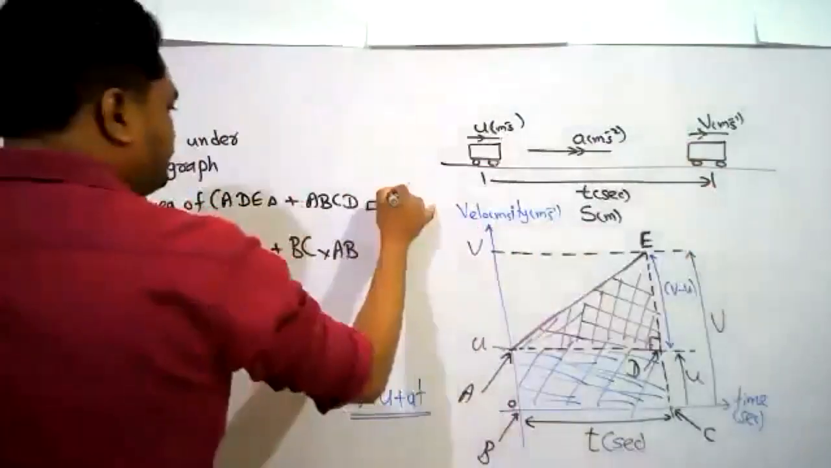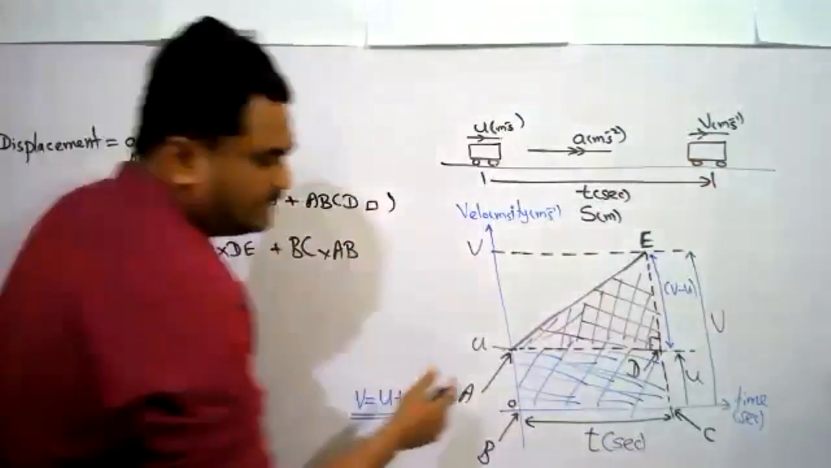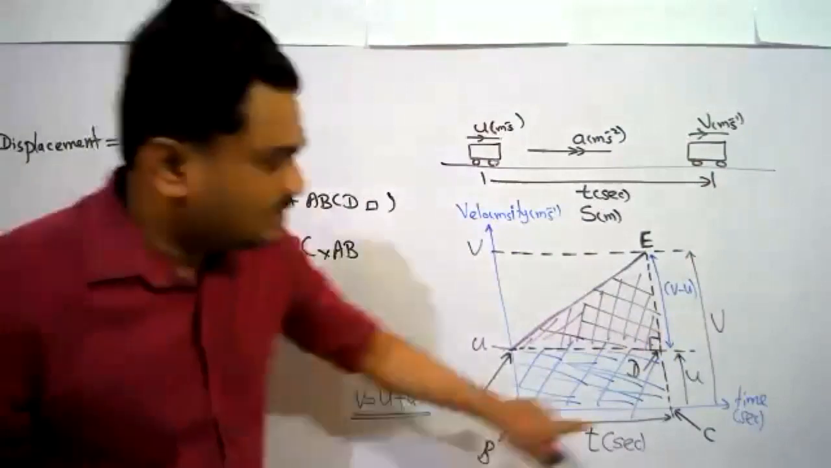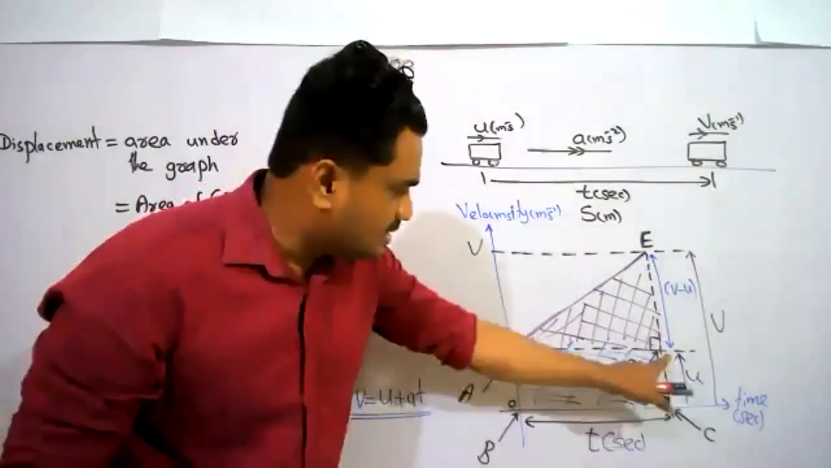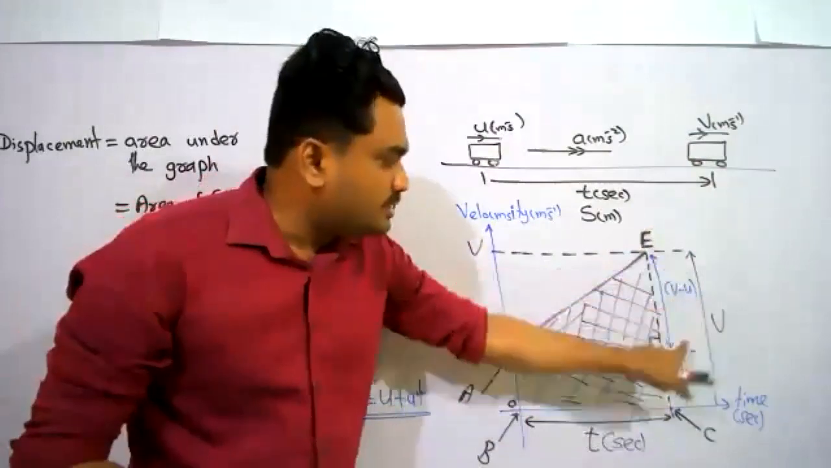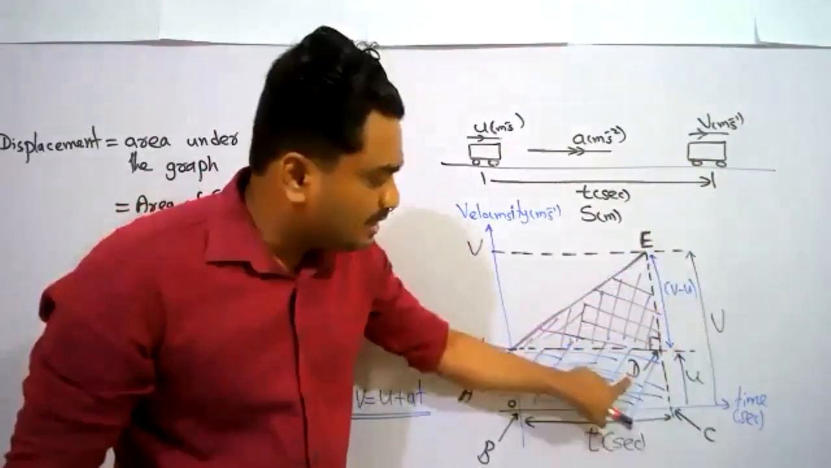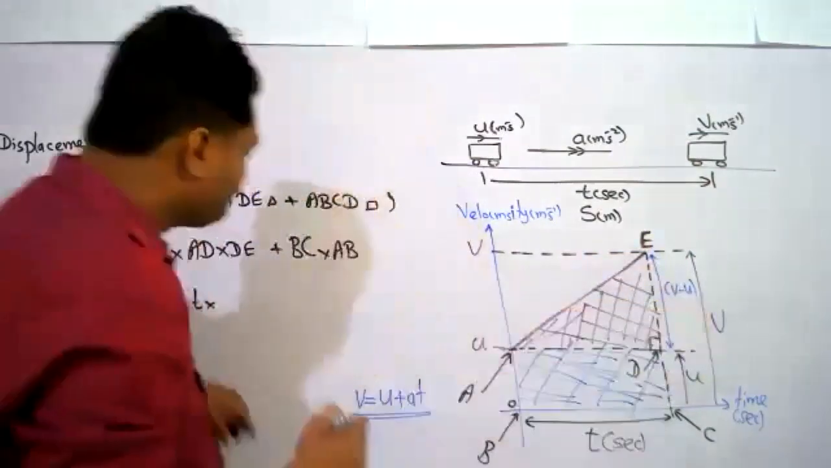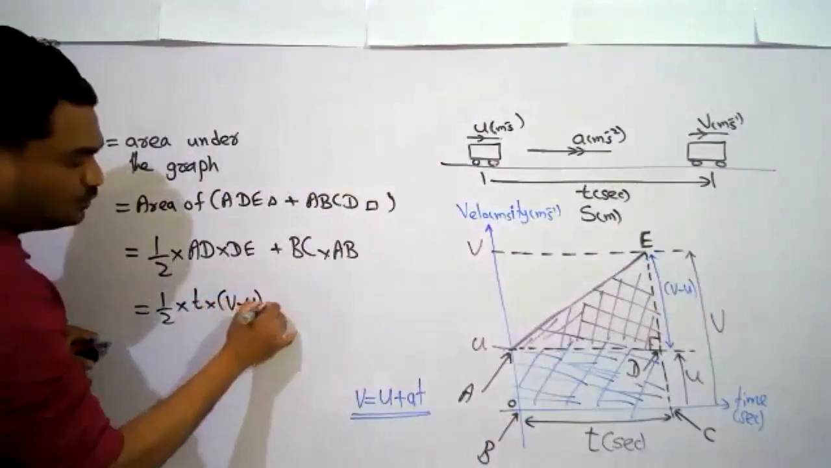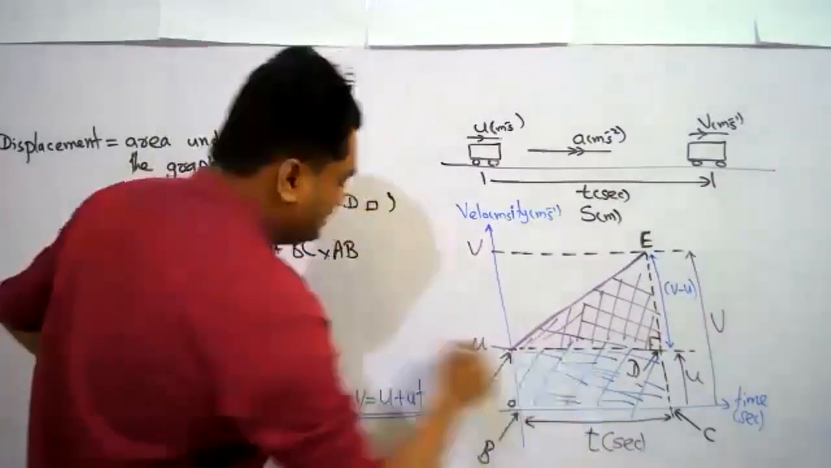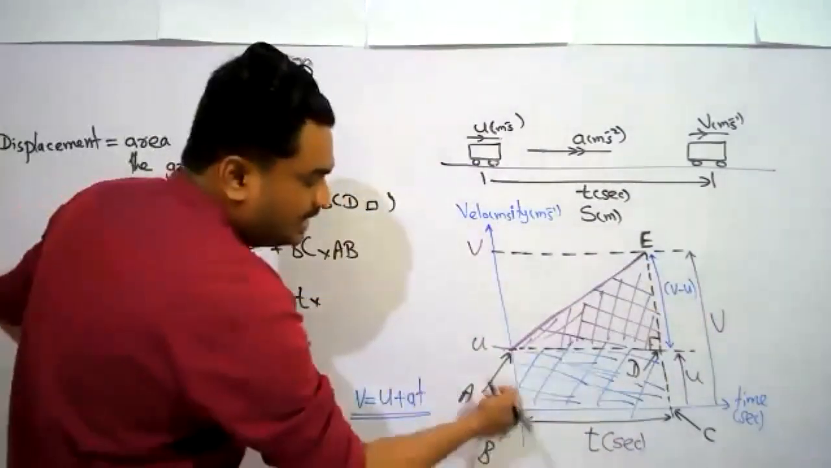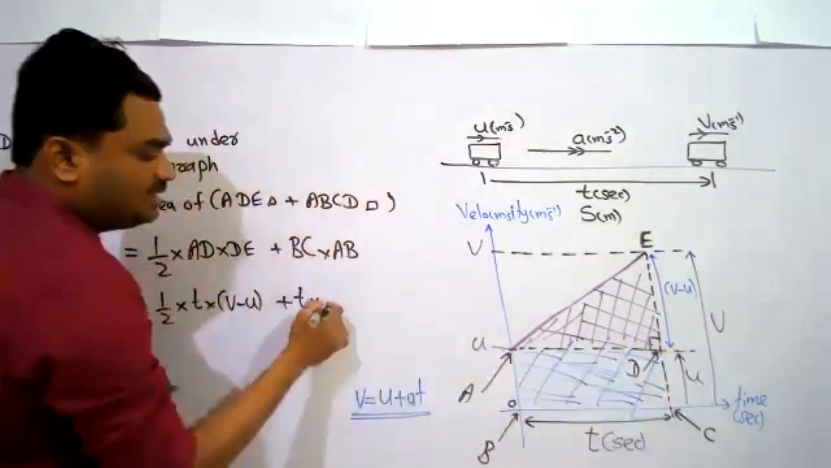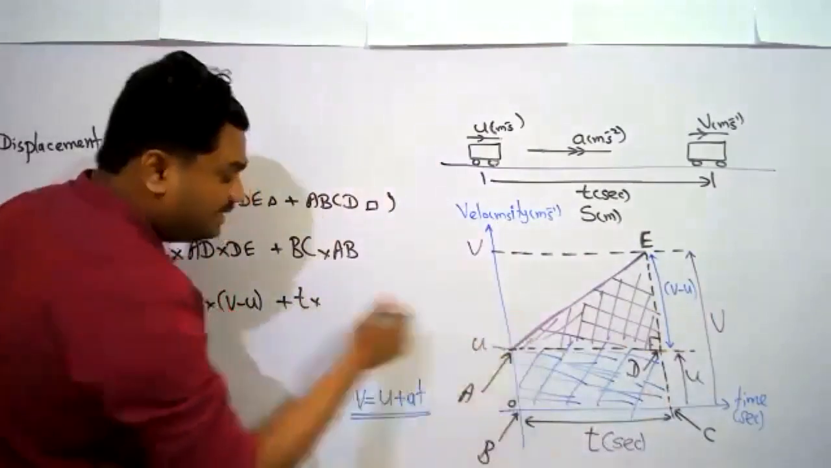Right, look at the board here. So half into AD, that is t, AD length is t, into DE. AD is t, DE is v minus u. This is point D. Can you see the point D clearly? This is D, this is E. DE length is v minus u, plus BC. BC is t. AB is u. This height is u, whether it is AB or BA.